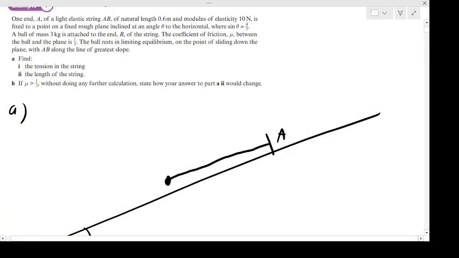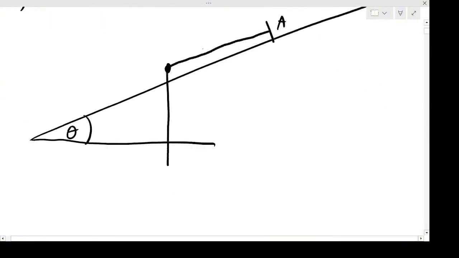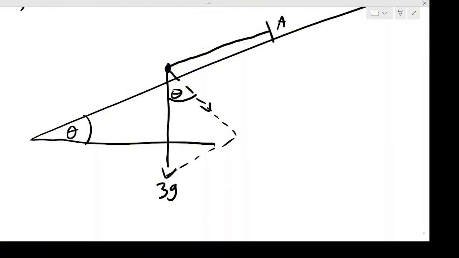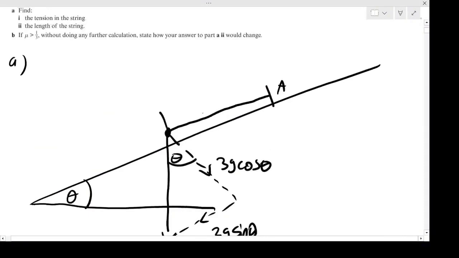Now we need to add our forces on. Firstly, the ball has a mass of 3, which means the weight is going to be 3g, which is going to act downwards like this. But of course, with these sort of problems with slopes, we need to split up the weight like this. So this is also theta, so this is going to be 3g cos theta, and that's going to be 3g sine theta. So that's the weight. There will also be a reaction force, because it's on a surface.